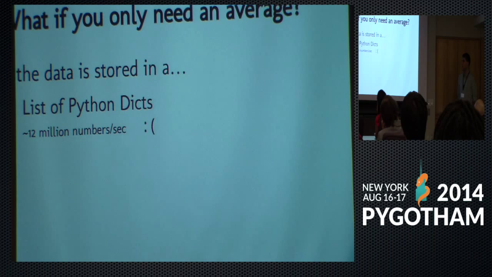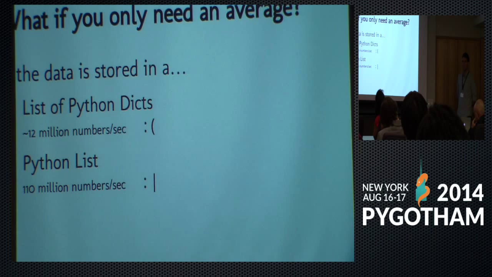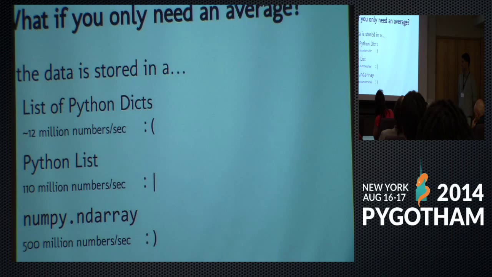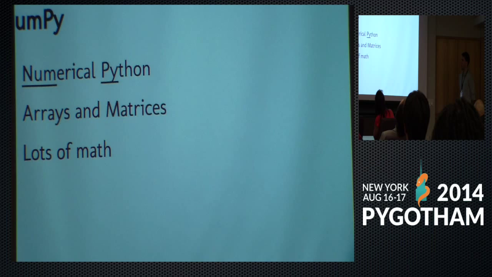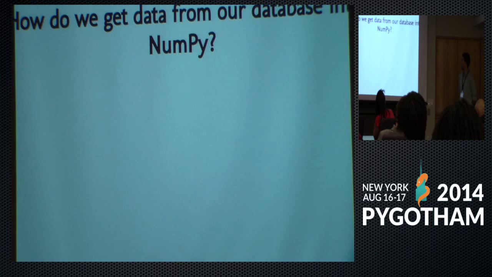If you use a regular Python list, it's much better. You get an order of magnitude faster processing, about 100 million numbers per second. But finally, if you use a NumPy n-dimensional array, this is the clear winner. It can crunch about 500 million numbers per second, and this scales really well to really big scales. So clearly, NumPy is the heavy hitter when it comes to analyzing data. It has arrays and matrices, lots of functions, and we really like its n-dimensional array. So the question is, how do we get our data from our database into NumPy?